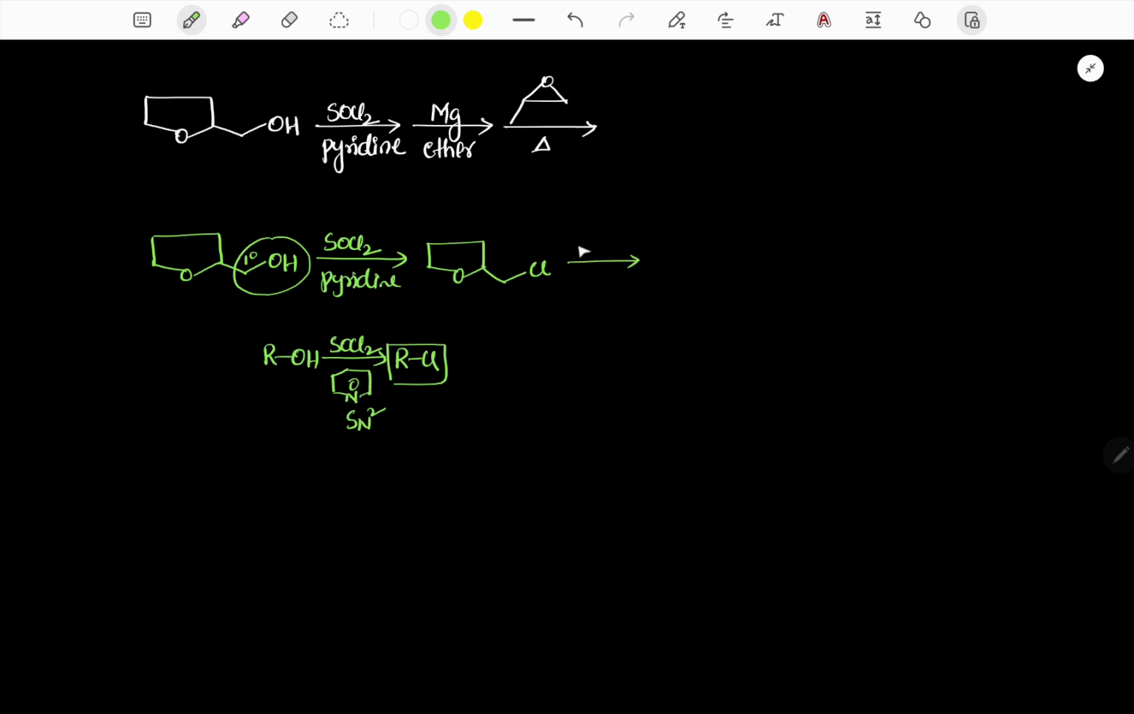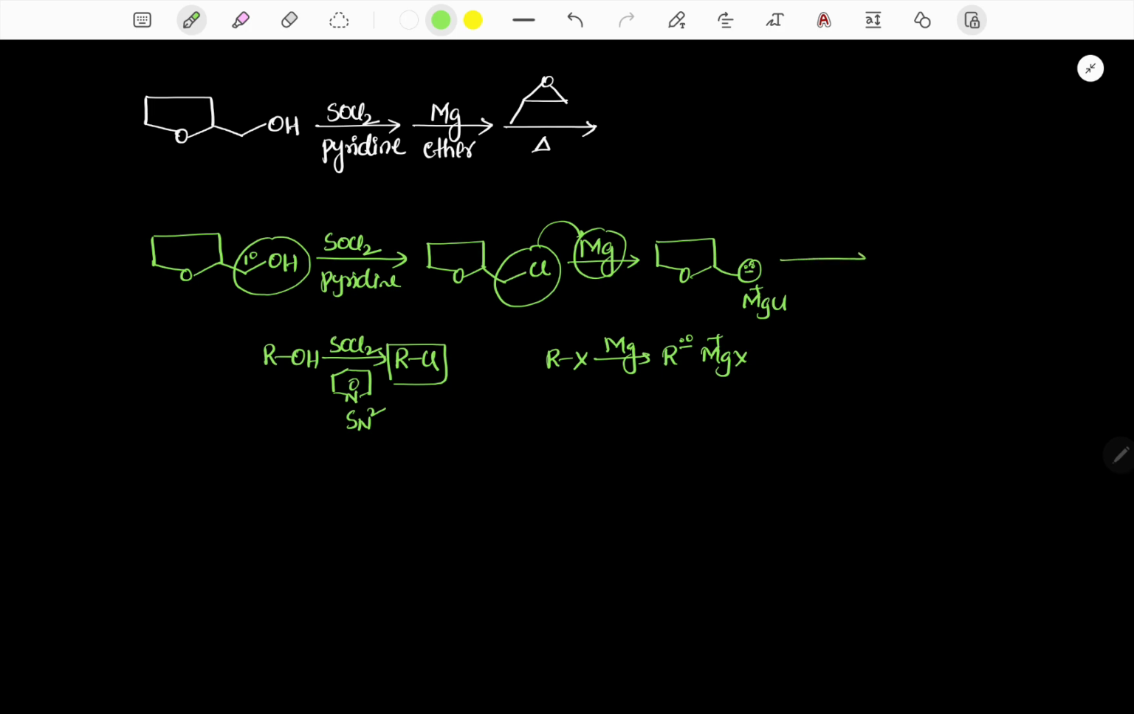Now this alkyl chloride is treated with magnesium. Magnesium is a metal. Ether won't react with metals, but alkyl chloride reacts with metal. We know that when RX is treated with magnesium, it gives the corresponding R minus MgX plus. Therefore here it forms the corresponding Grignard reagent.